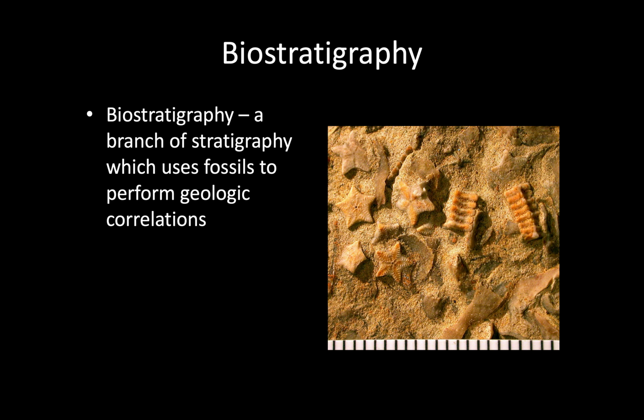Now, using rock layers to figure out how old something is not the only way to do it. We can also use biostratigraphy. If lithostratigraphy means using rocks, litho, to understand layers, bio is using what? Fossils, living things. That's what bio means. So we're going to use fossils to figure out how old things are.